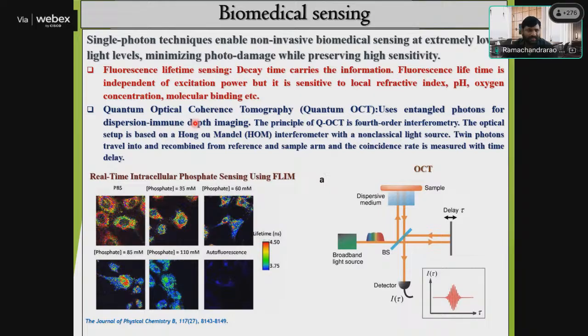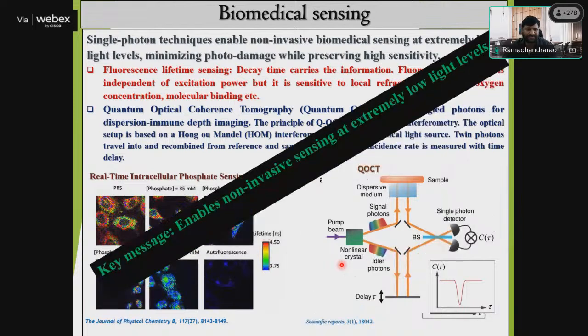So there is a clear difference between the classical and quantum. You can even image how the biological cells are being imaged with a lifetime in the nanosecond. You can see it with a lifetime. So that is only possible in the quantum. Therefore, this quantum OCT is a more powerful technique in the case of biomedical engineering.